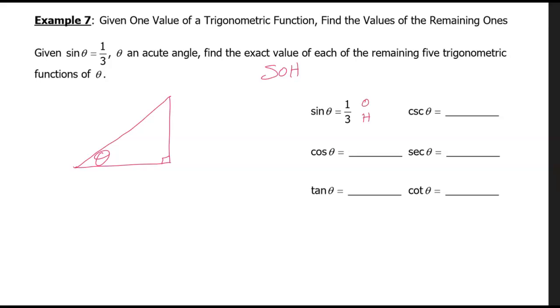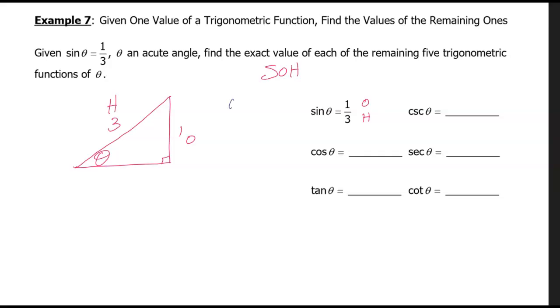Opposite over hypotenuse. So where on my triangle should I put a 1? On the right side. That's my opposite. Where should I put the 3? On the hypotenuse. And what do you think we now need to do?